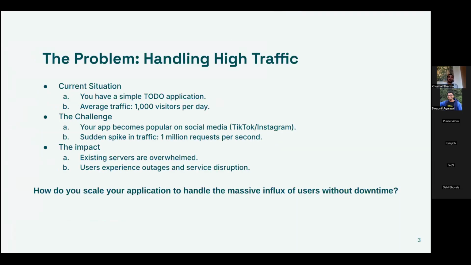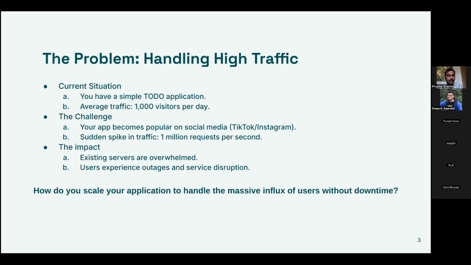So let's look at the problem of today, what we're going to discuss. Let us say your current situation is you have a simple to-do application and your average traffic, number of visitors, is 1,000 visitors per day. So you have built an application, it is under production, and you are getting 1,000 visitors per day. It's a good enough application, right? Now, let's just say someone, a famous Instagram or TikTok influencer, finds your app and finds that it is so cool. So they made a reel or post about it, and it becomes viral.